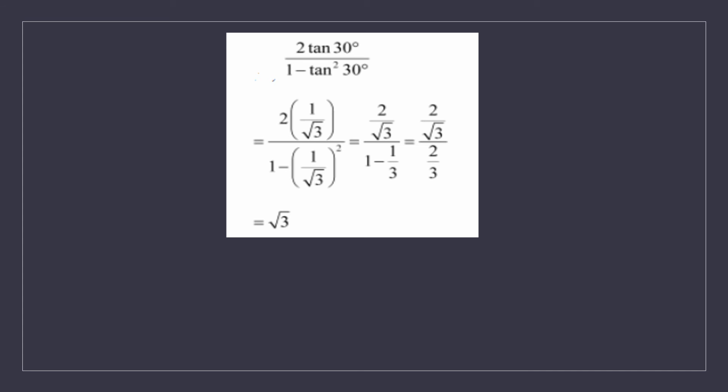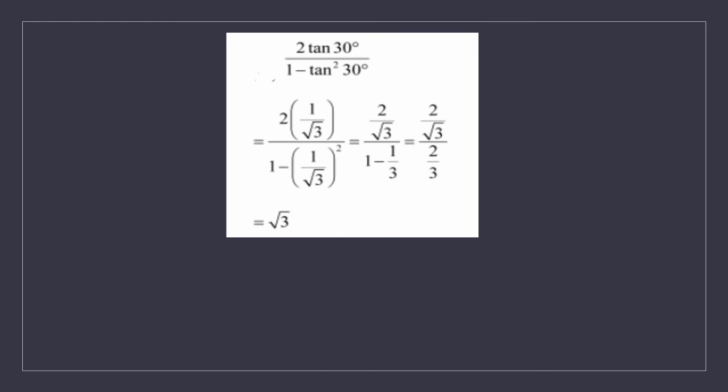Okay, next we have 2 tan 30 degrees by 1 minus tan square 30 degrees. We know tan 30 is 1 by root 3. That's why 2 tan 30 is 2 into 1 by root 3, by 1 minus tan square 30 degrees, means tan 30 degrees whole square. Tan 30 is 1 by root 3 whole square. 2 into 1 by root 3 is 2 by root 3. 1 minus 1 by 3, that is nothing but the denominator is 3, 3 minus 1 by 3, that is 2 by 3.